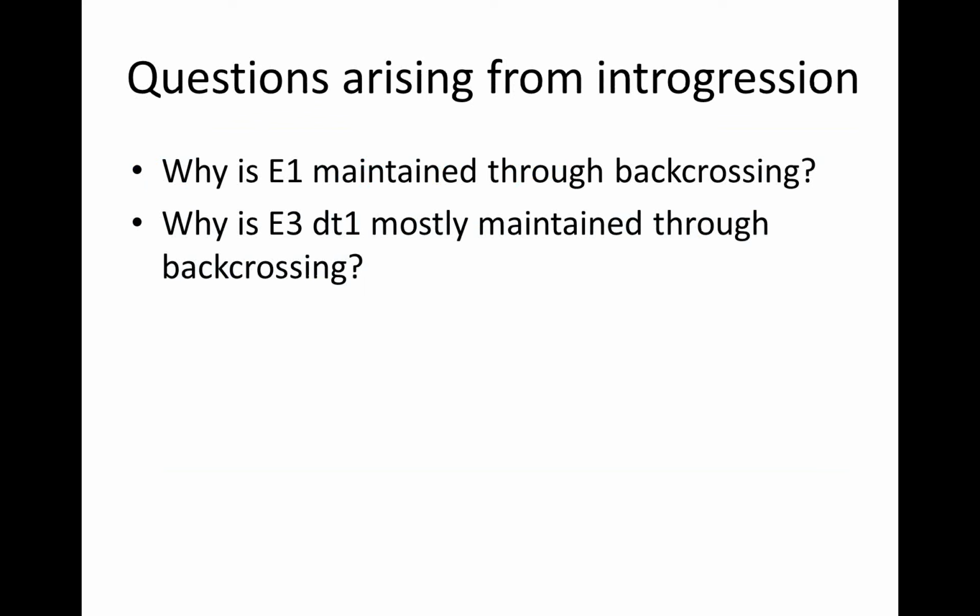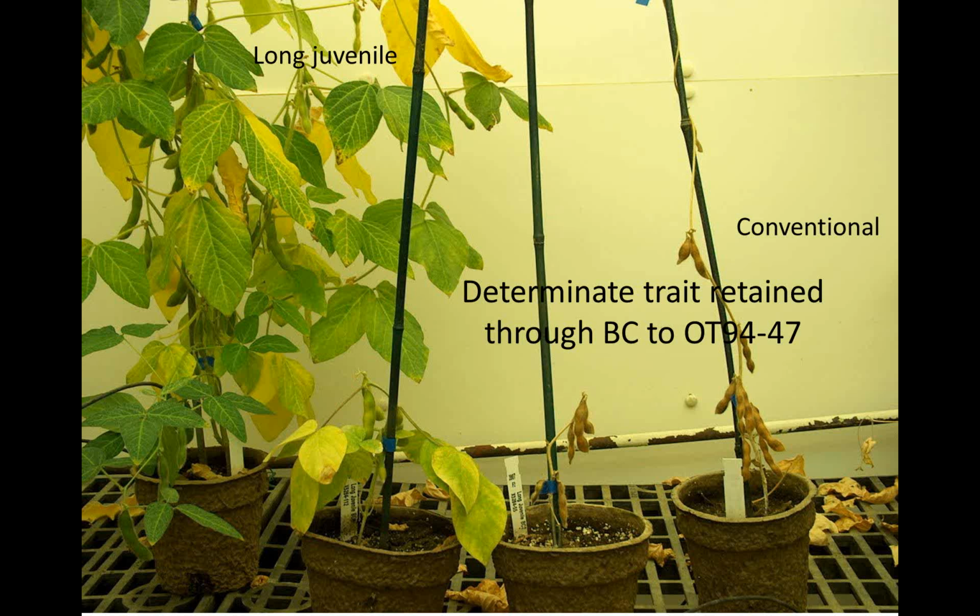So a question I have from this introgression work is, why was E1 maintained through the backcrossing, and why was the combination big E3 little dt1 mostly maintained, although it seems that we broke it in the backcross 5. And when I was looking back through my slides, I found this picture. So this is a backcross 2 F2 population segregating for the late flowering under 12 hours, and we can also see that it's segregating for the determinate growth habit.